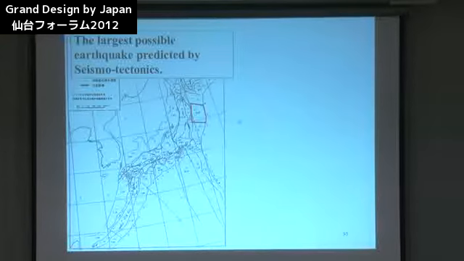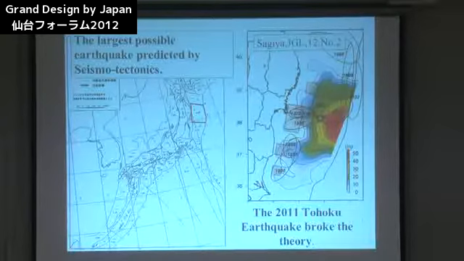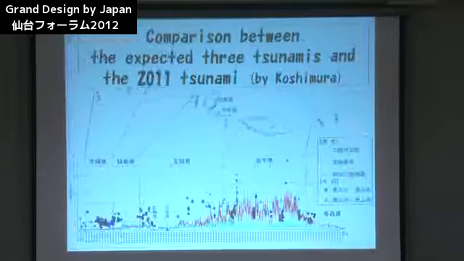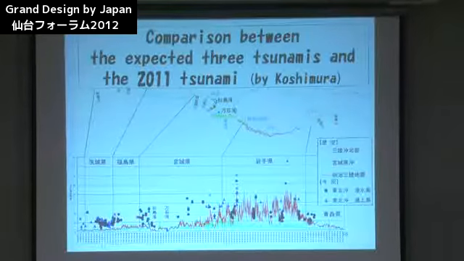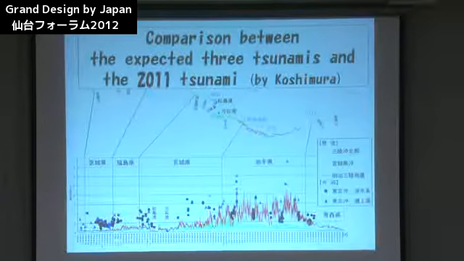But what actually occurred is this. These three portions moved simultaneously. So this line shows the tsunami height recommended in 2006, and these are the tsunami heights that actually occurred in 2011.